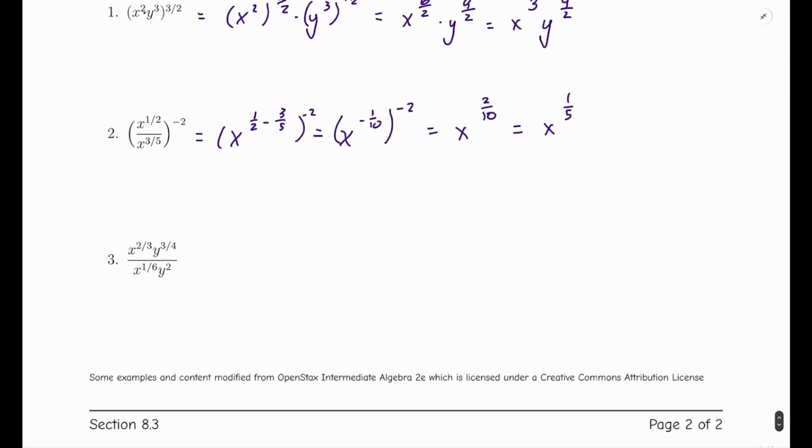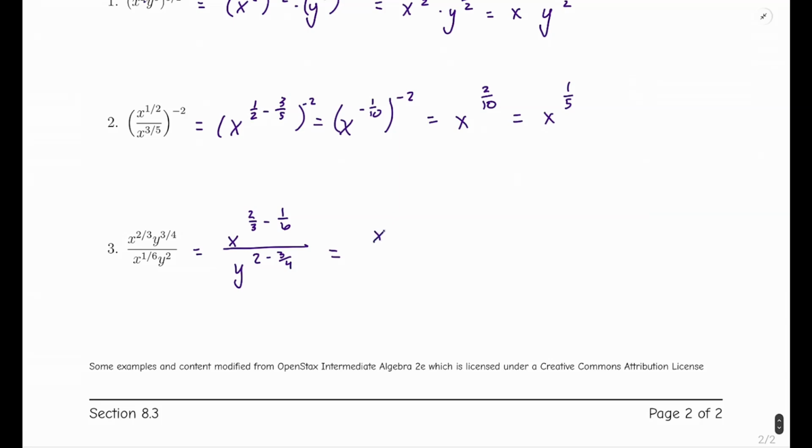And last, we have x to the 2/3 times y to the 3/4 all over x to the 1/6 times y squared. This will equal x to the 2/3 minus 1/6 over y to the 2 minus 3/4, which then becomes x to the 3/6 over y to the 5/4. And we can just simplify the 3/6 to 1 half. And that is it for section 8.3.